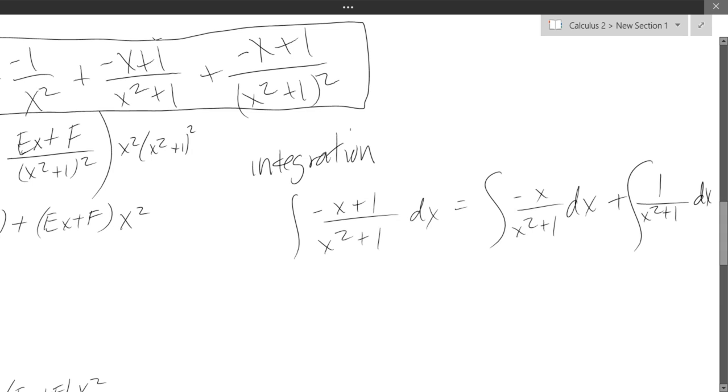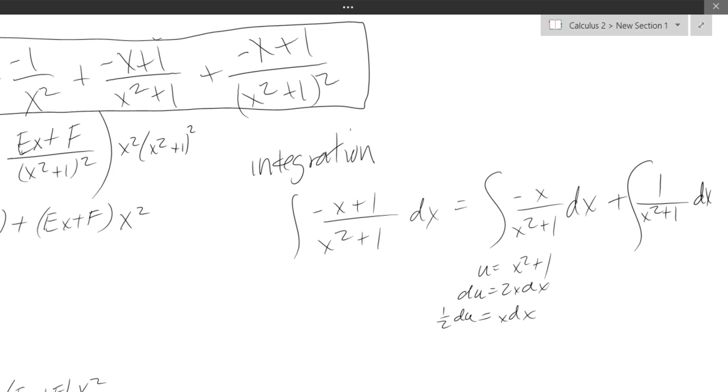Yeah, u-sub. The derivative of x squared plus 1 is not quite negative x, but it's off by a constant. It's going to cancel out your x up there. So you do u equals x squared plus 1, du equals 2x dx, x dx equals 1 half du. So it's going to be 1 half. You still get your negative sign, but it's pretty easy u-sub once you see which one it is.